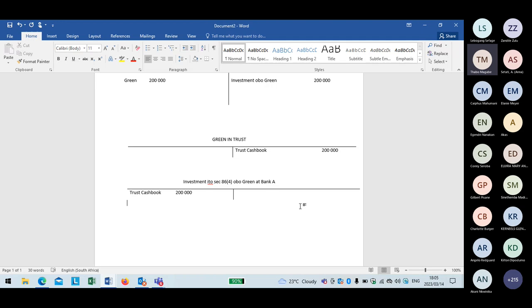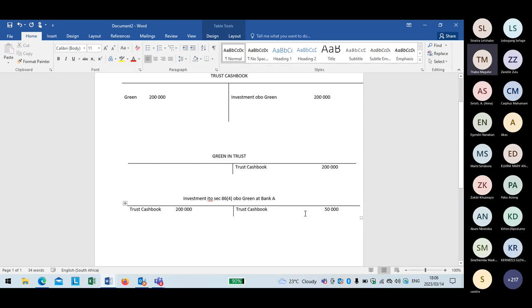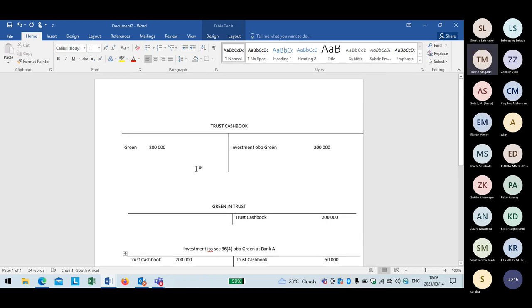So the starting point will be for you to withdraw 50,000 from the investment account. So you will credit the investment account and say trust cash book 50,000. Does everybody see this? Yes, Prof. You are crediting the investment account. Your narration is trust cash book 50,000. And then you go to the trust cash book, because this is where the money is coming, and you say Green 50,000.